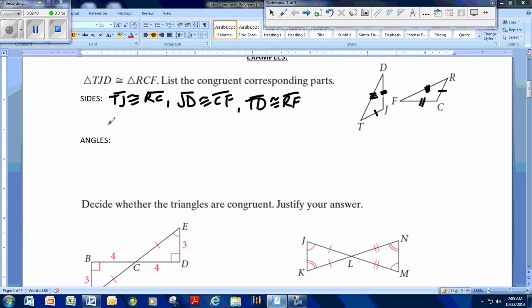Let's talk about the angles. First we have angle T. Angle T would be congruent to angle R, because they're in order. Next, angle J would be congruent to angle C, so I'll mark those congruent. And finally, angle D would be congruent to angle F. So that's just getting us used to identifying corresponding parts.